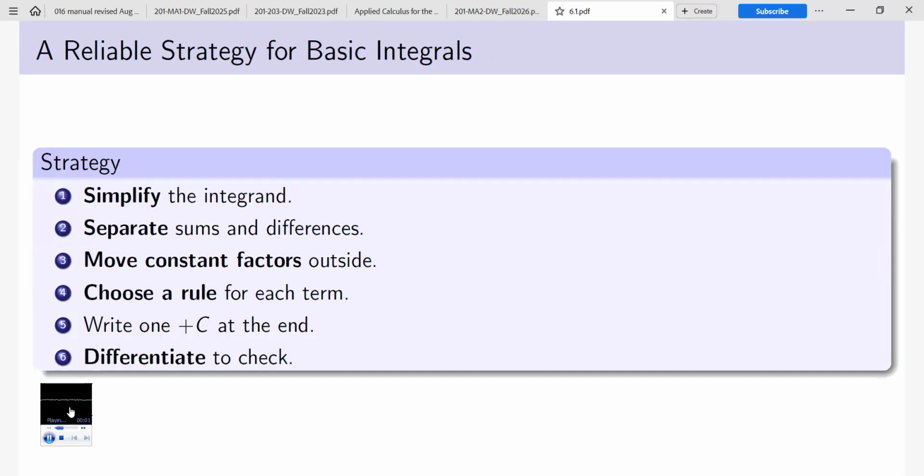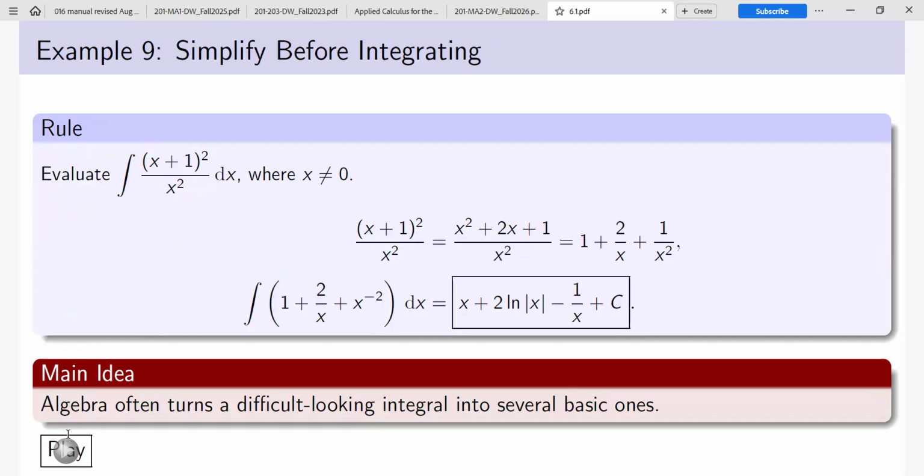This 6-step process handles all the basic integrals in this section. Simplifying first is especially valuable because it reveals the familiar patterns hidden inside the original expression. Expanding and dividing by x squared reveals a constant, a logarithmic term, and a power term. The integration becomes routine once the algebra is finished.